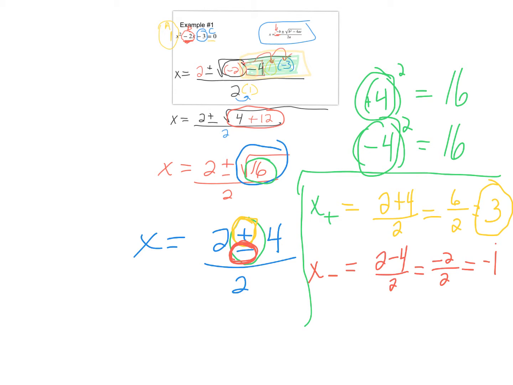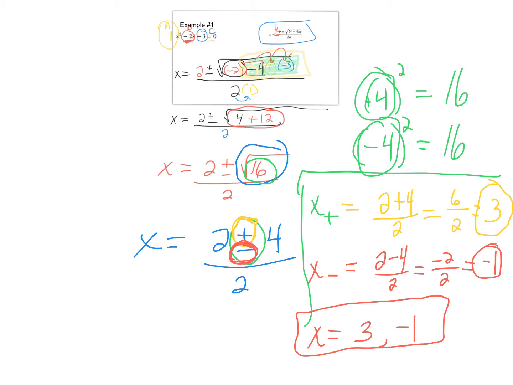Oops. Come on. There we go. So therefore, we would say x is equal to the positive 3 from the first one and negative 1 from the second. And there's your solution set.